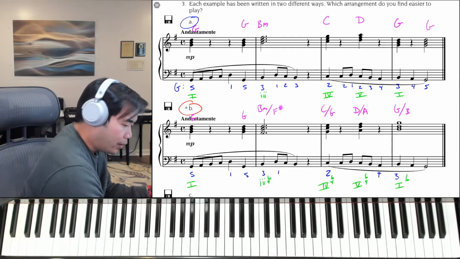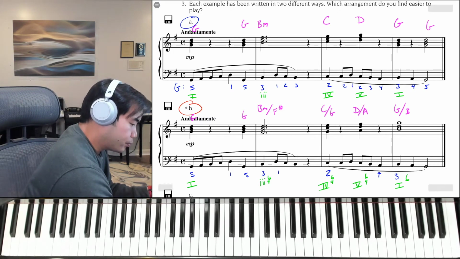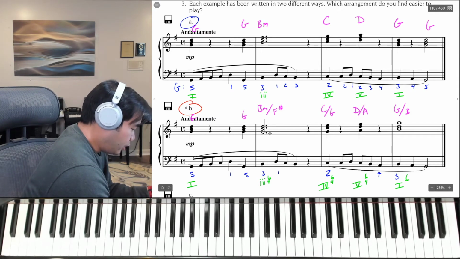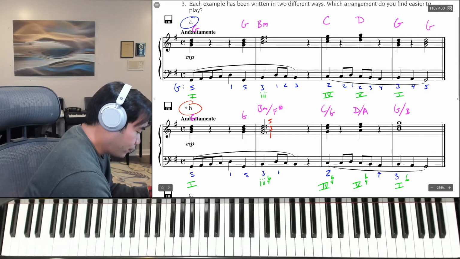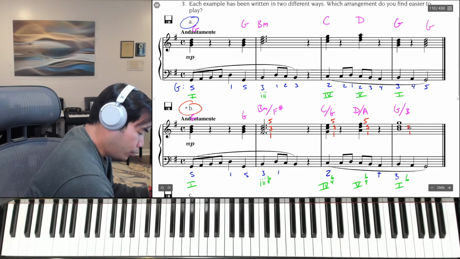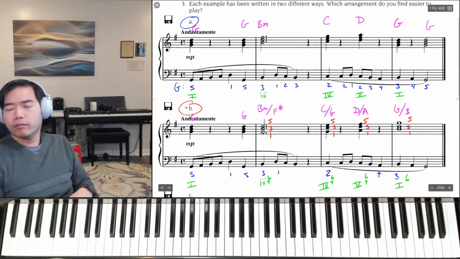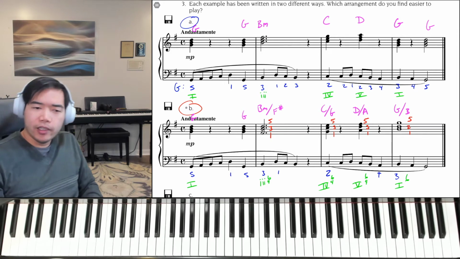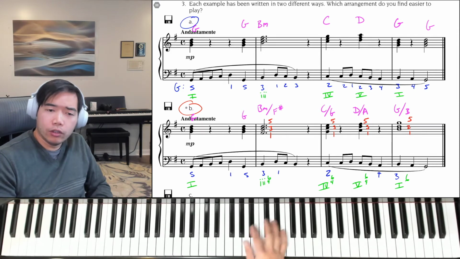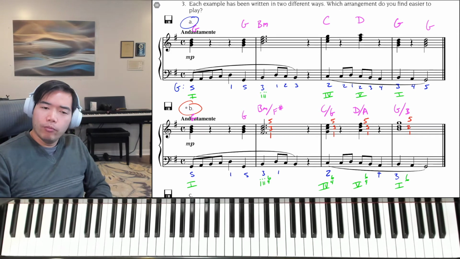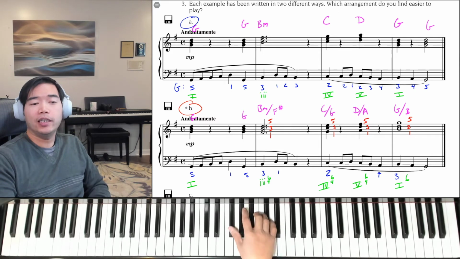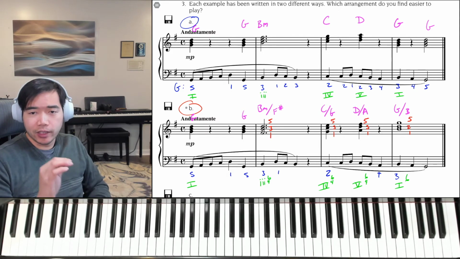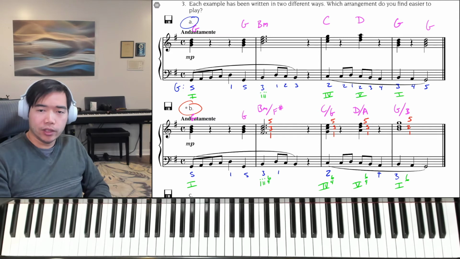Make sure that the finger numbers, here it's going to be 1, 3, 5, 1, 3, 5, 1, 3, 5, and then 1, 2, 5. You may initially find that example B feels a little harder just because of the inversions, but I think eventually with practice it'll feel easier because there's less shifting. The shifts are smaller distances overall.